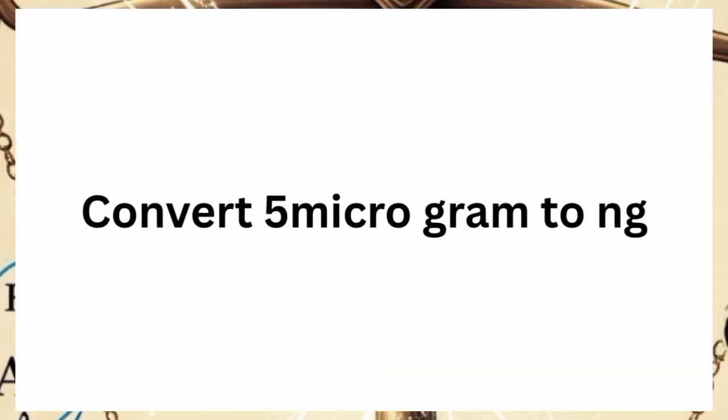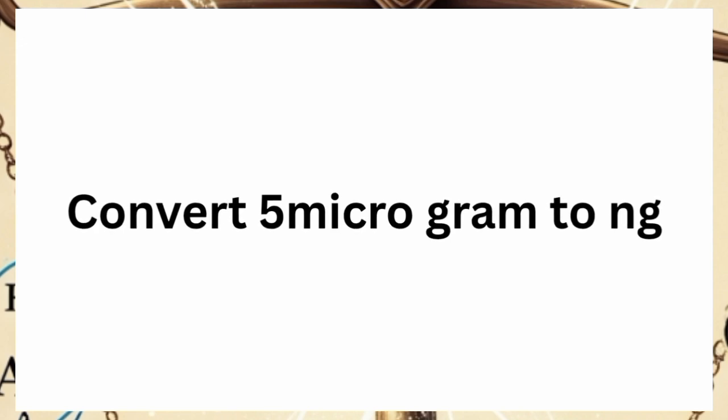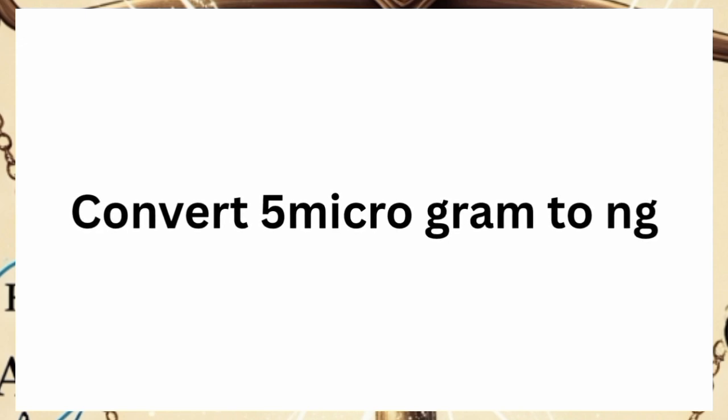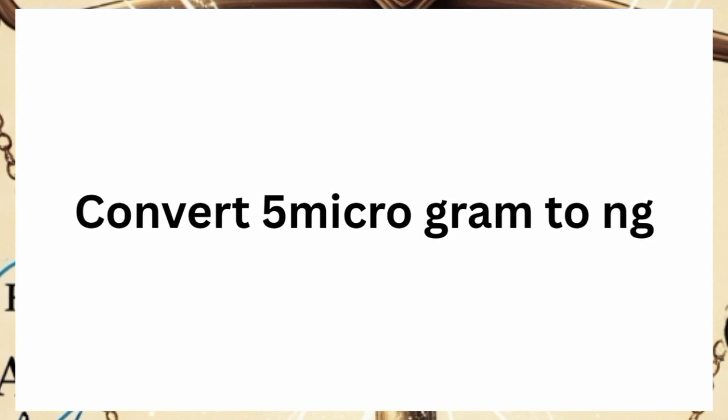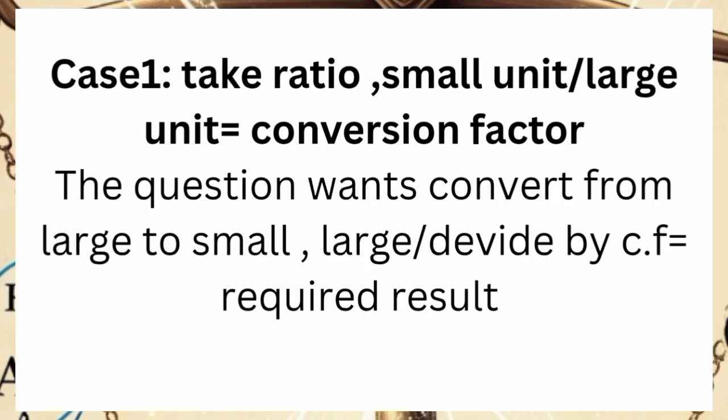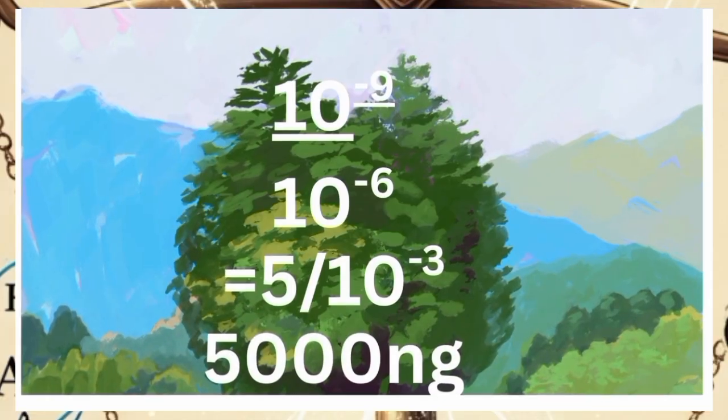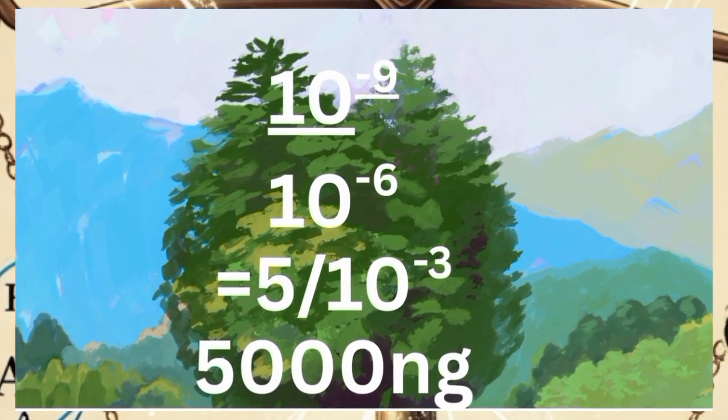For a better understanding, see the following examples. Example 1: convert 5 microgram to nanogram. First, take the ratio of SI units: microgram divided by nanogram. Gram cancels gram. From the prefixes, micro means 10 to the power of minus 6 and nano means 10 to the power of minus 9, so the ratio is 10 to the power of 3. We convert a large unit to a small unit.